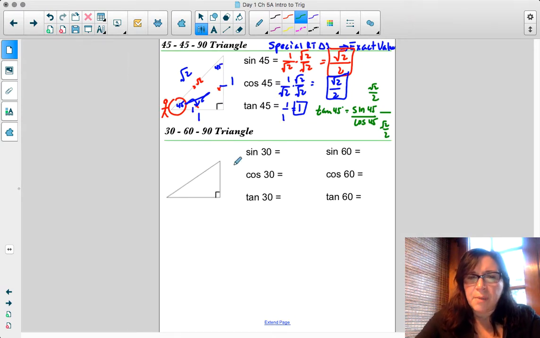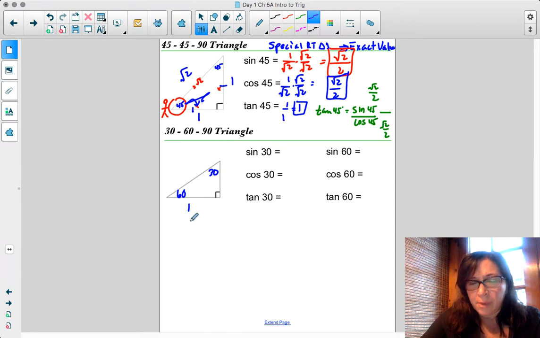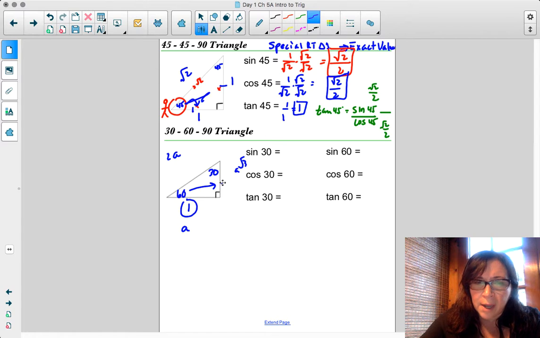Now, we're going to talk about a 30, 60, 90 right triangle. Let's say we have a 30, 60 right triangle, and we're talking about our unit circle, meaning the radius is going to be 1. Across from the 30 degrees, remember, is A. Across from the 90 is 2A. And across from the 60 was A root 3. Well, if that's the case, and it is a unit circle, and A is 1, then across from the 60 is going to be 1 root 3, or just root 3. And across from the 90 is going to be 1 times 2, or just 2.